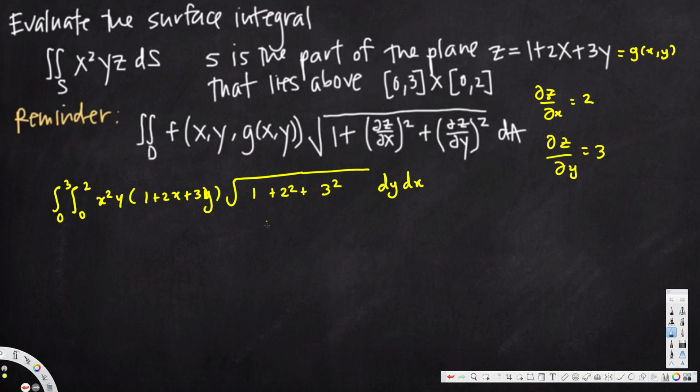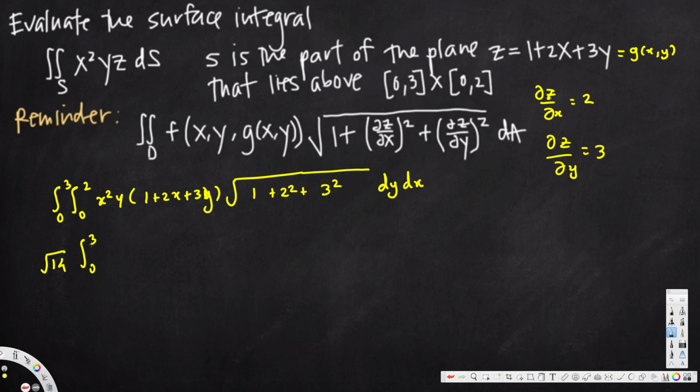Now let's simplify this one. Here we have 2 squared and 3 squared. 3 squared is equal to 9, 2 squared is equal to 4, so 9 plus 4 is 13, 13 plus 1 is going to be 14. Then we are going to have the square root of 14, right? So we can move this square root of 14 to the front because this is a constant, and then we can copy this integral down.